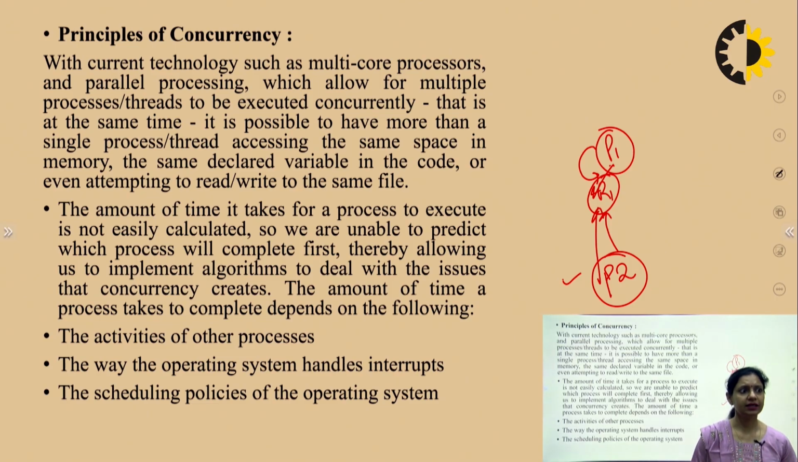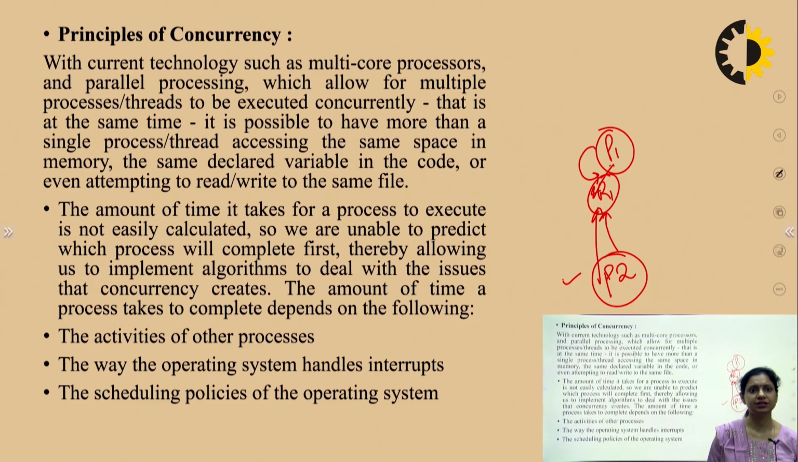The second thing is the way the operating system handles the interrupt. It is not necessary that the process would only be using the CPU for execution. It may also need certain IO devices or other devices where CPU execution is not required. So, in that case, it depends upon the operating system how it handles those interrupts so that the processes get executed timely.